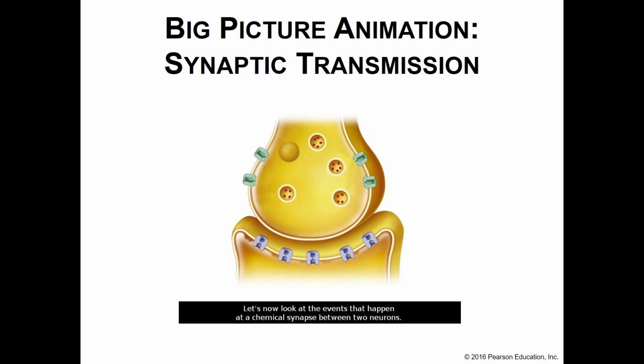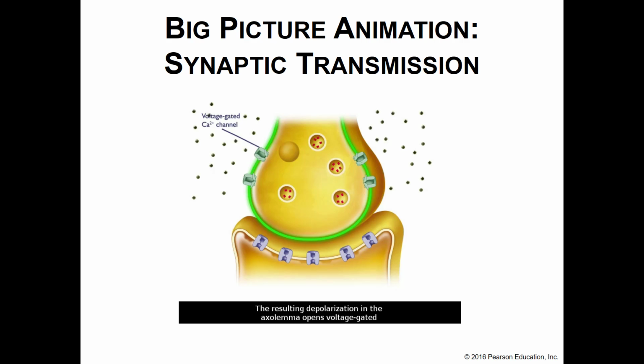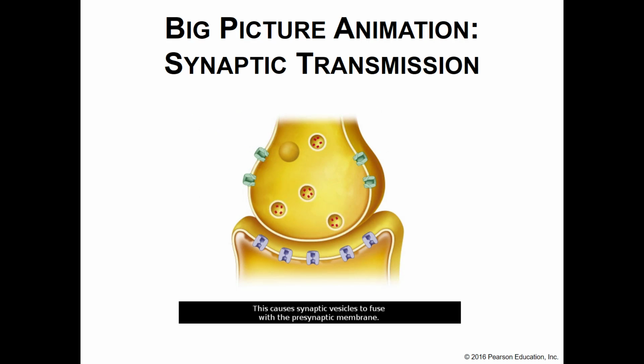Let's now look at the events that happen at a chemical synapse between two neurons. First, an action potential arrives at the axon terminal of the presynaptic neuron. The resulting depolarization in the axolemma opens voltage-gated calcium ion channels. Extracellular calcium ions enter the axon terminal following their electrochemical gradient. This causes synaptic vesicles to fuse with the presynaptic membrane. The vesicles then release neurotransmitters into the synaptic cleft, a process called exocytosis.